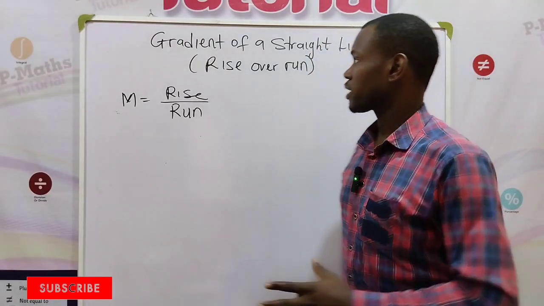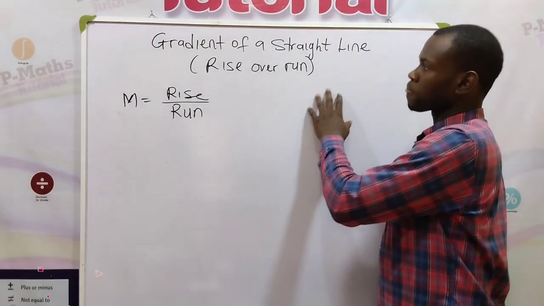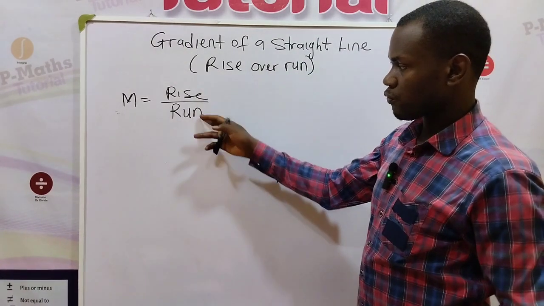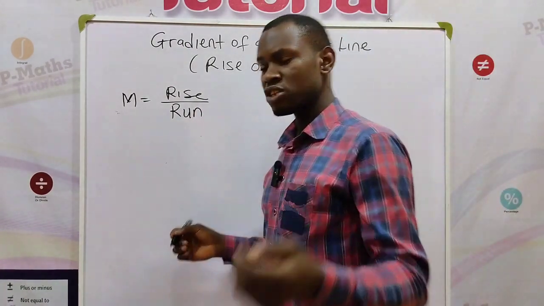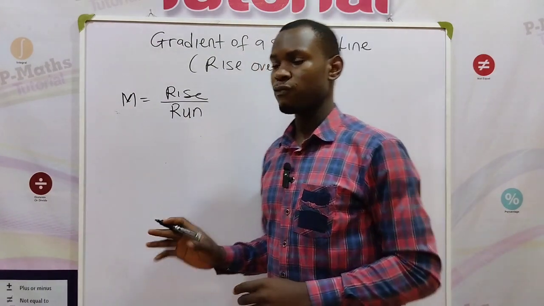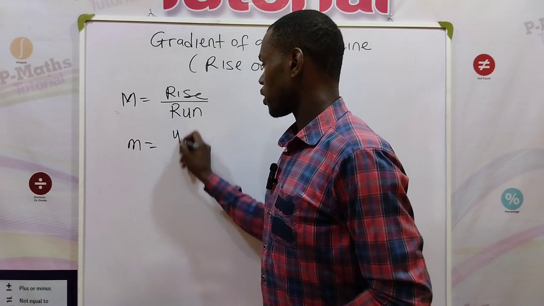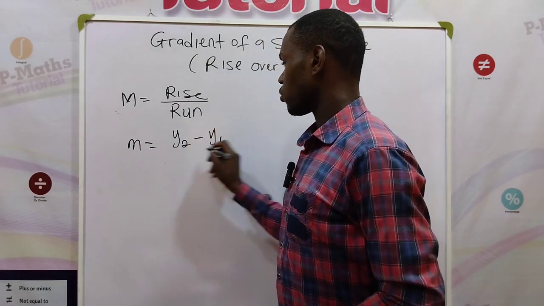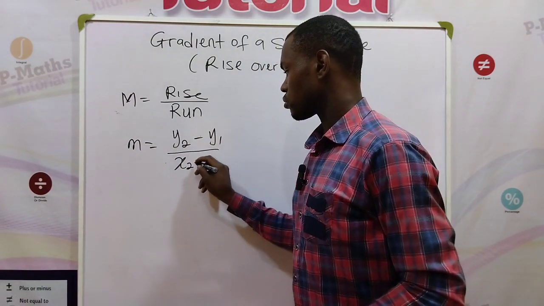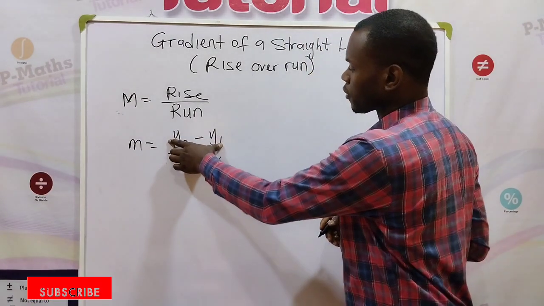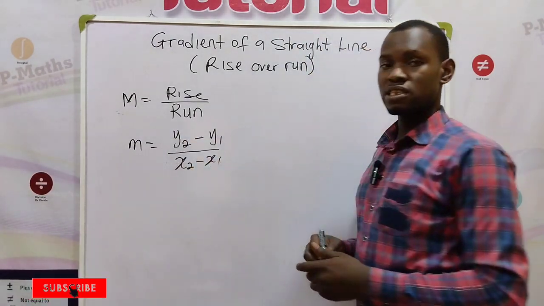In our lesson today, we want to look at the gradient of a straight line using the concept of rise over run. Rise over run. Usually, you already know that the formula for finding the slope of every straight line is equal to y2 minus y1 over x2 minus x1. That is change in the coordinates of y over the change in the coordinates of x.